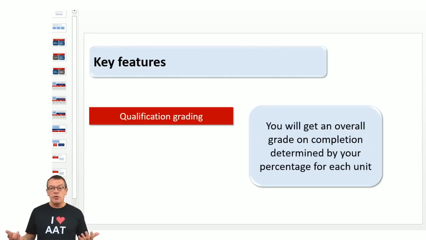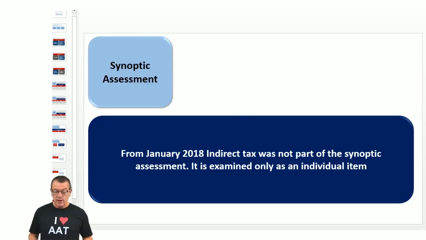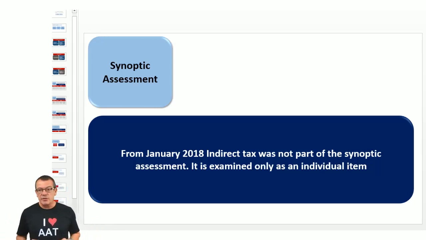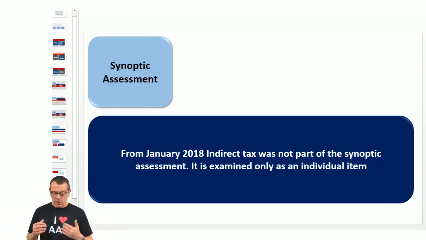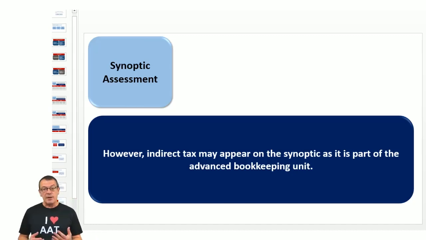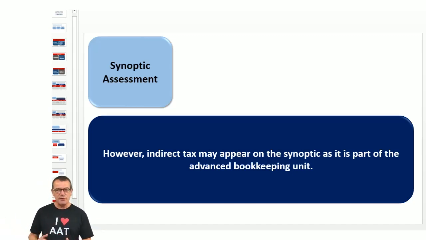You get an overall grade dependent on where we get to, and the overall grade could be pass, merit or distinction, as we will see. Background to the indirect tax, not part of the synoptic, only individual exam. That's the nice bit on a recap, okay? We know that. But it may appear as part of the synoptic, as already stated. So don't be foxed by it and give it your utmost time.